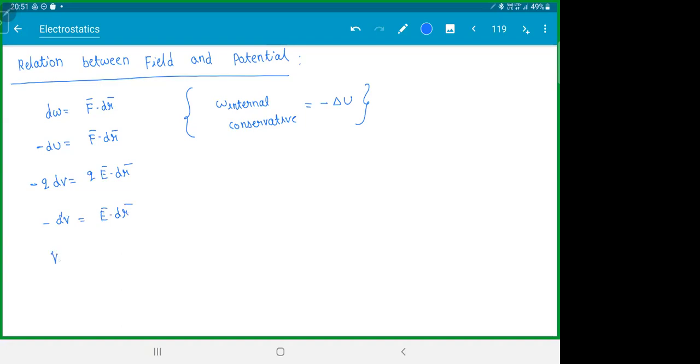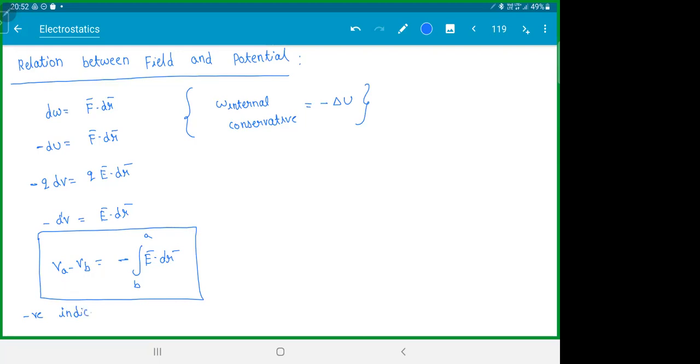So if you integrate this, you end up with VA minus VB is equal to minus integral E dot dr. This is an integral form. So limits will be from B to A. When to use this: if someone gives you electric field and they ask you potential difference, we have to use this formula. Negative indicates in the direction of the field, potential decreases.